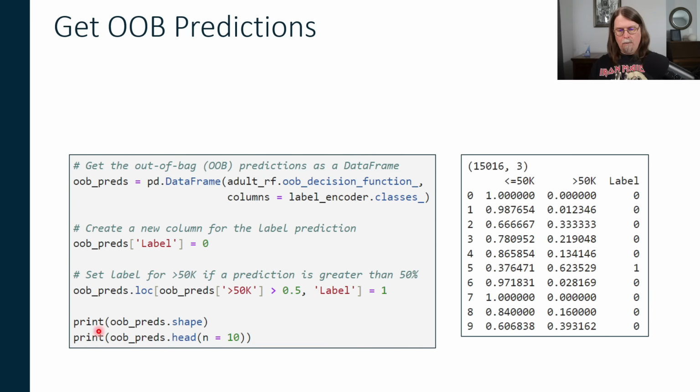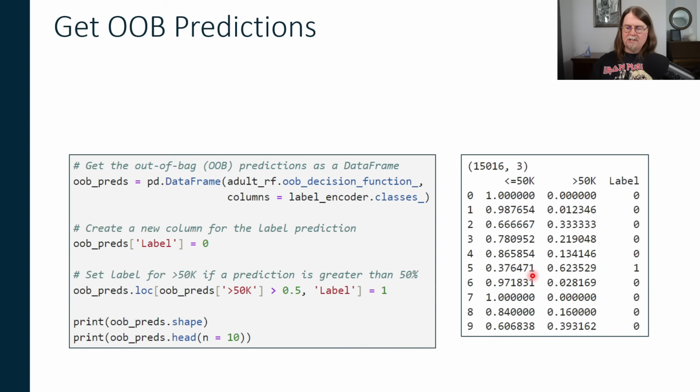And then what you can see here is print OOB's shape. What this tells you is that there are 15,016 rows of data, because my original data frame had 15,016 rows of data, and I get back 15,016 predictions. So everything lines up great with my original training data frame. Same number of rows, same order. Everything's great. This table by itself is not super interesting.